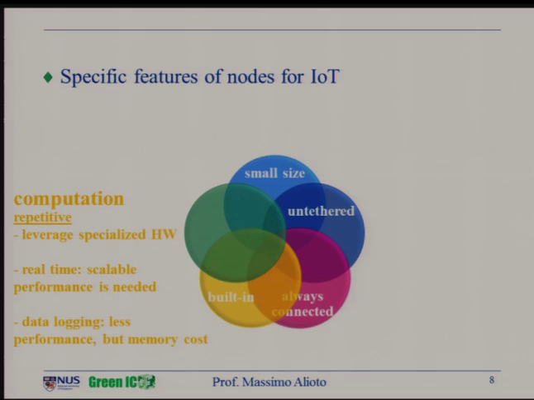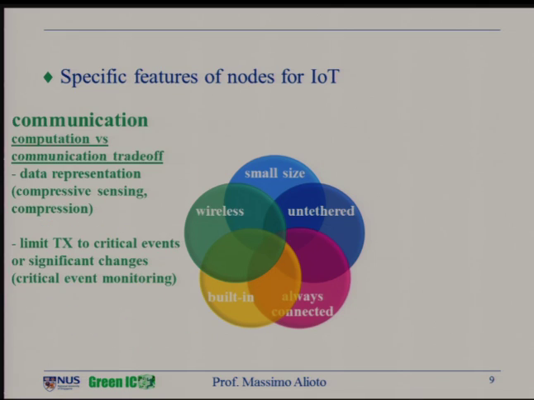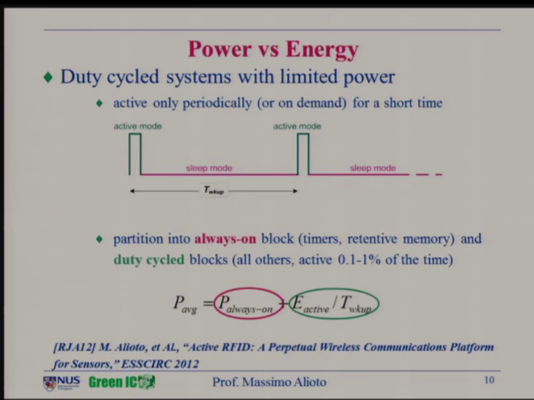Regarding the computational ability of IoT nodes, we should observe that such nodes usually perform repetitive tasks. So we can leverage specialized hardware to perform these tasks well and with high energy efficiency. Regarding the communication, which clearly has to be wireless, it's pretty energy hungry, but we can reduce it by putting more intelligence in the IoT node so that the node has to communicate only when strictly necessary.